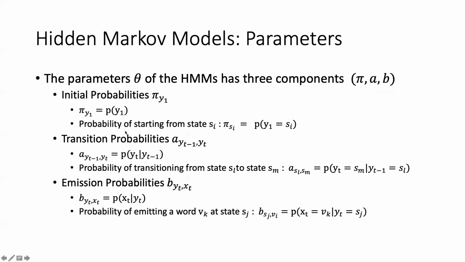The initial probability of starting from a state Si is indicated using pi Si, the transition probability of transitioning from state Si to state Sj is indicated by A Si Sj, and the probability of emitting a word Vk at state Sj is indicated by B Sj comma Vk. Sorry, this is a typo here. This is Vk.